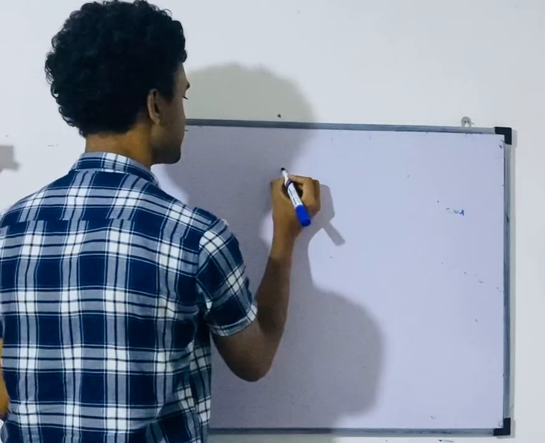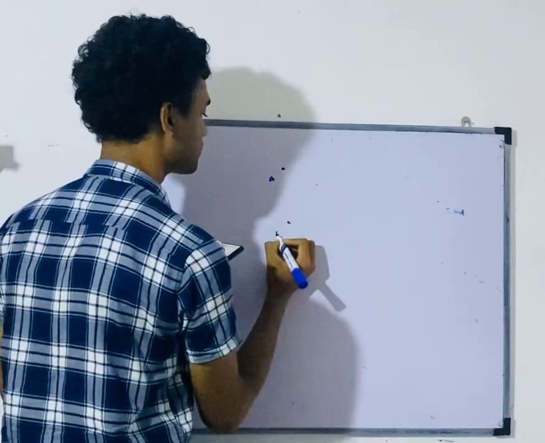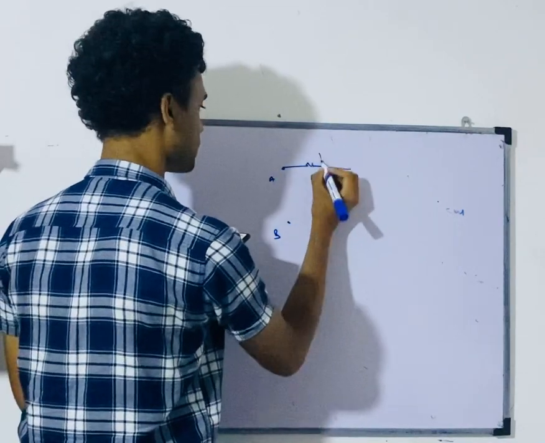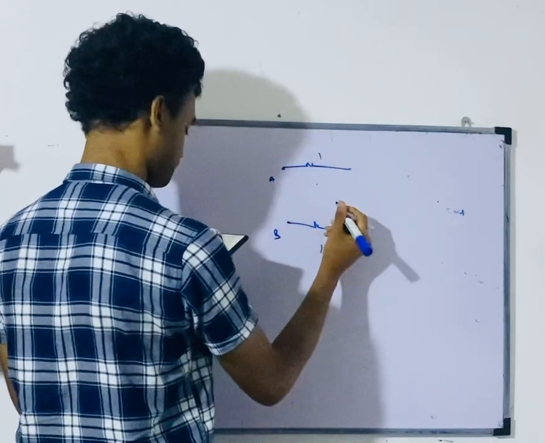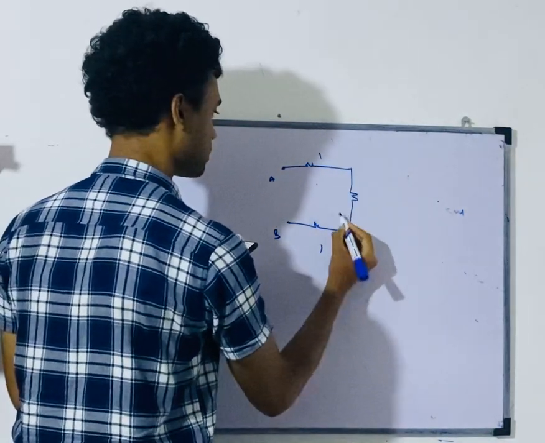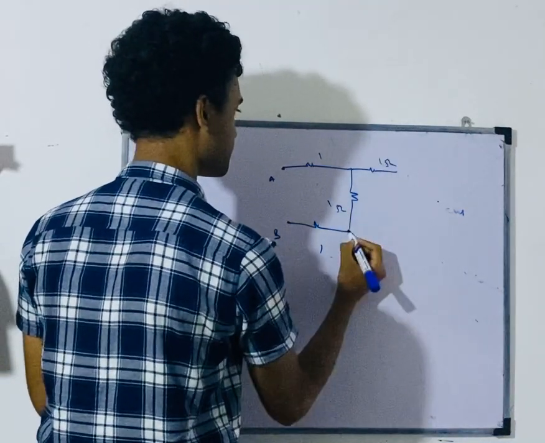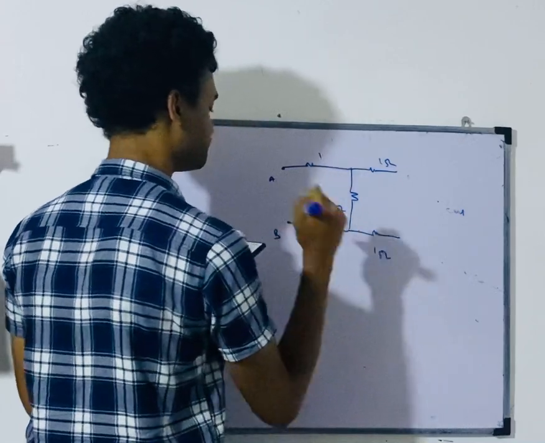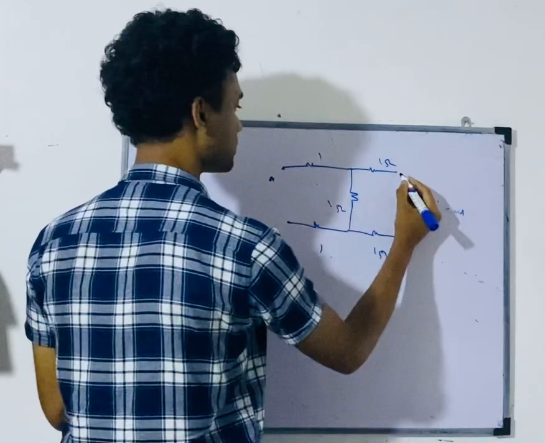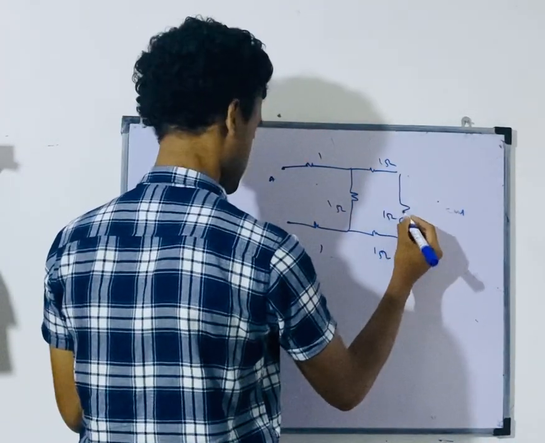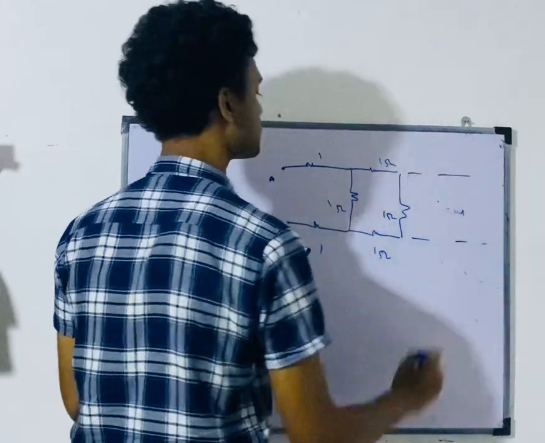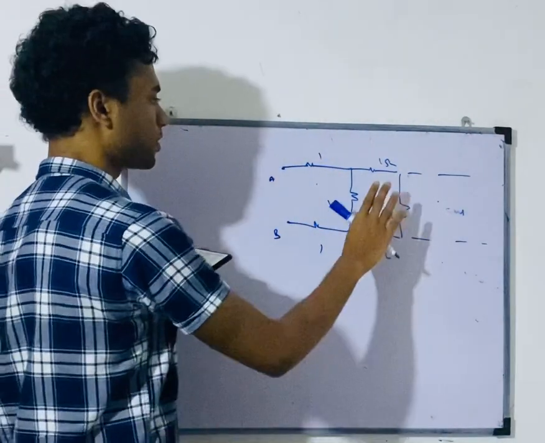So we have A and B here. We have resistance 1 ohm, and here we have what? 1 ohm, and then here 1 ohm, and then 1 ohm, and it repeats. This keeps on repeating. Now forget about this.